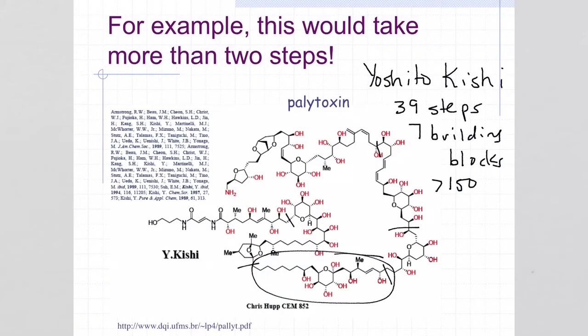Here's a compound we didn't get to talk about in class. This is a synthesis of a molecule called palytoxin, which was published, I think, in the early 2000s, and this was 39 steps over 7 building blocks, and actually by the time you add up all the building blocks to synthesize all the steps, it was over 150 steps. So we're not going to do that.